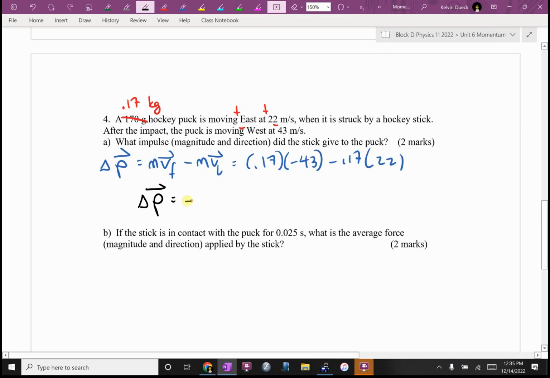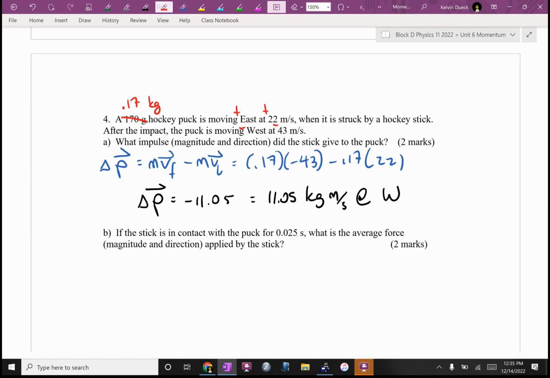I'm going to write the whole thing just because I know I'm going to be using it for the next question. What does the negative tell me? Because it said magnitude and direction. Which direction have I let be negative? Good. 11.05 kilogram meters per second west.